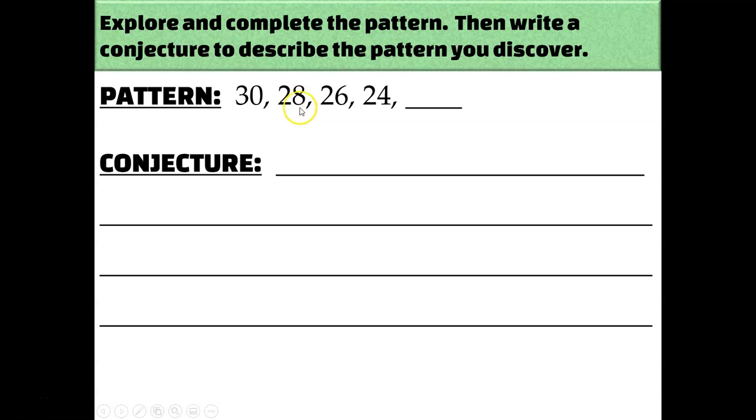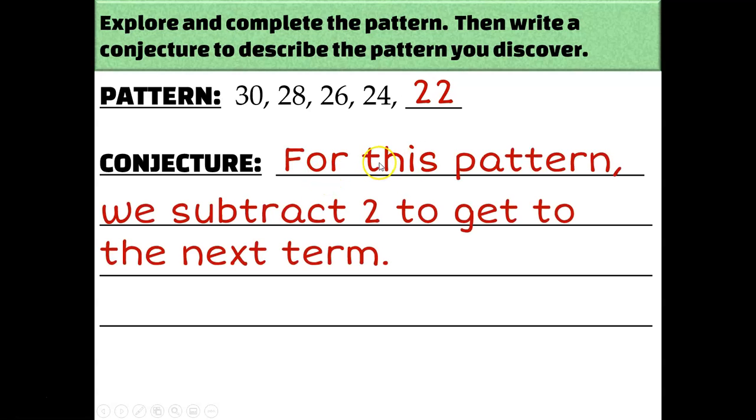30, 28, 26, 24. Well, it looks like I'm just subtracting by 2 each time. So the next term would be 22. And for my conjecture, I'm just going to write a sentence to describe how I got from one term to the next. Something like, for this pattern, we subtracted 2 to get to the next term. Simple enough. Let's try another one.